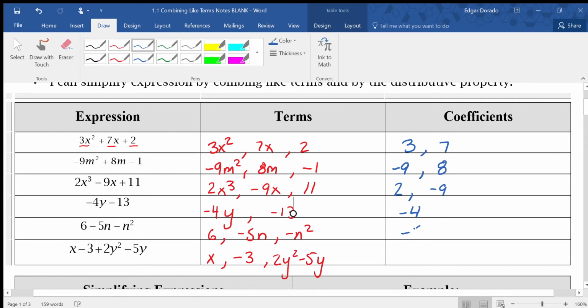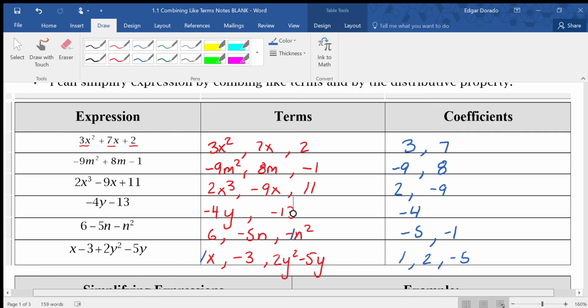Next one, we have a negative 5. We didn't write that 6 because it doesn't have a variable attached to it. And in this one, even though you don't see it, there is a 1 in front of that n. So we actually have a coefficient of negative 1. Again, if you would like to see that, it's right there. Okay, so let's keep going. Next thing, we have a coefficient in front of the x, which is a 1. That negative 3 doesn't have a variable, so it's not a coefficient. Next one is a 2. And the next one is a negative 5.